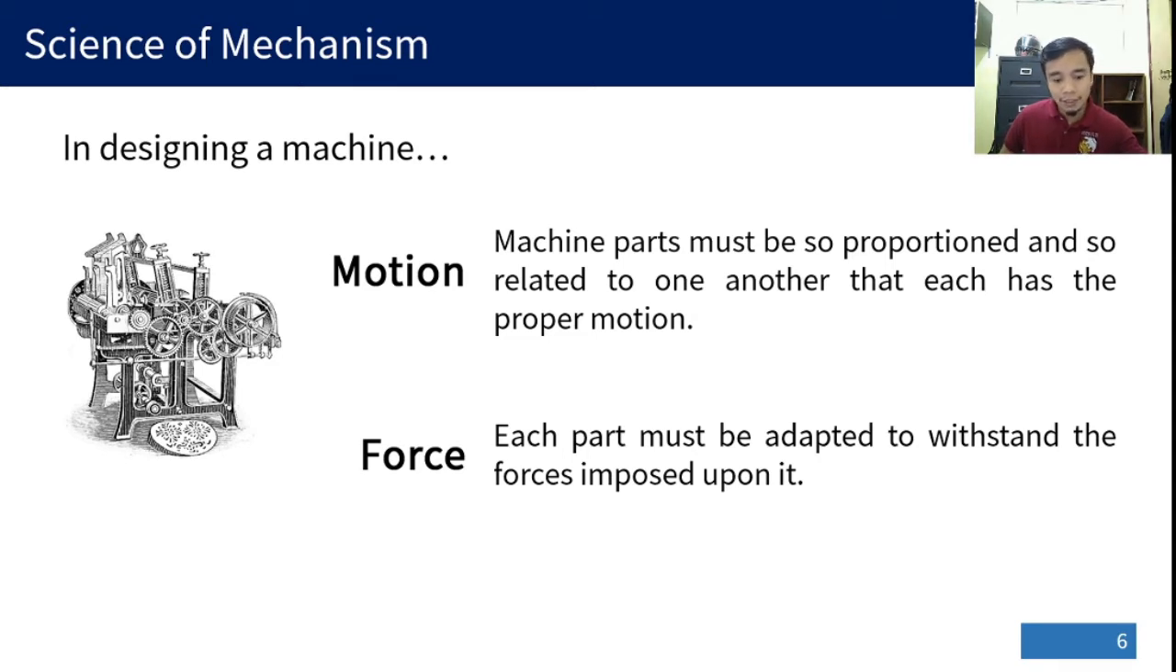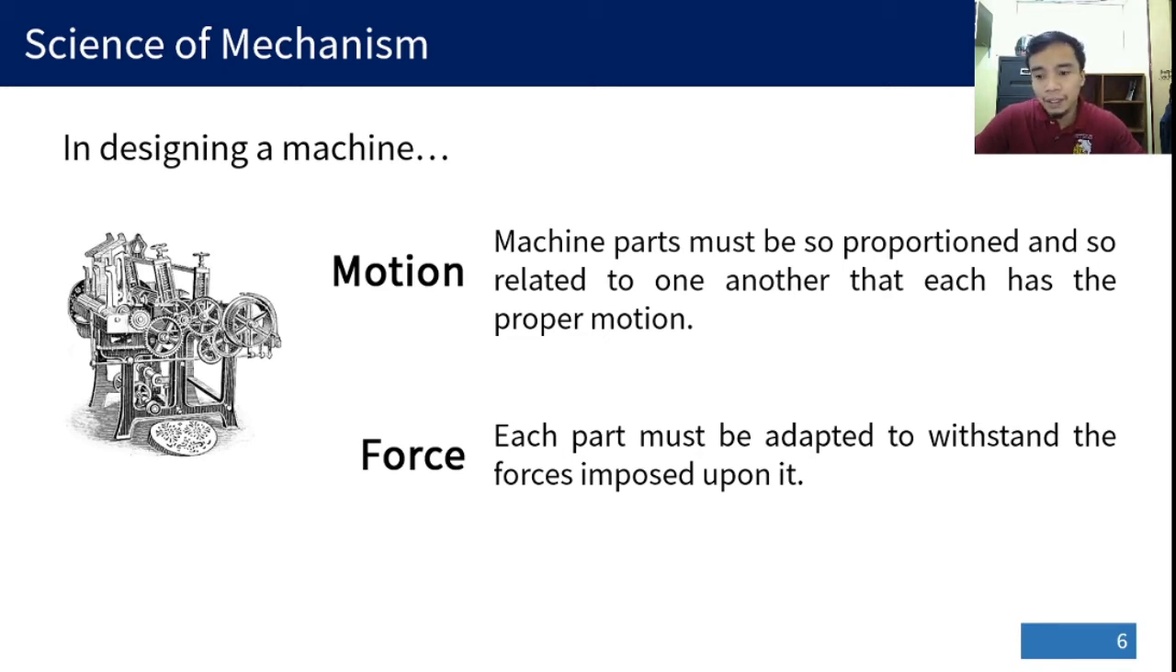Kaya nga naman since a machine is gihimo na siya for the purpose of converting a force to another kind of force or energy, mo-convert na to sa form of energy into another form of energy, dapat a motion is proper para naa tay efficient and good conversion sa energy. And in order para ma-achieve na to is dapat ang machine parts must be so proportioned. So ang paghimo sa mga machine parts or even sa machine is dapat mag-involve ta og good designing principles.